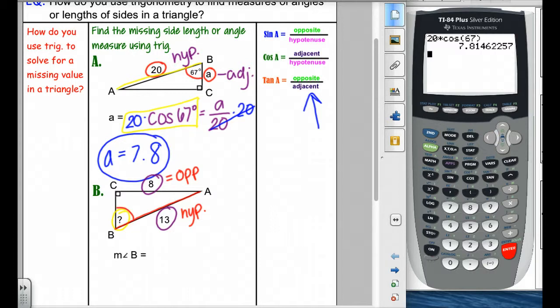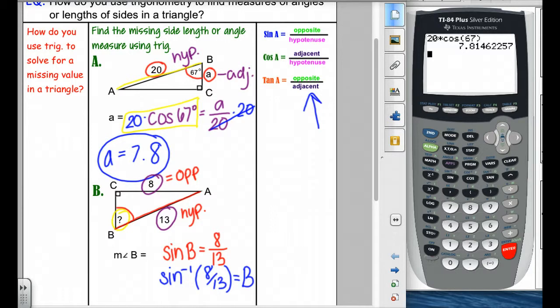Opposite over hypotenuse is sine, so the sine of angle B is equal to the opposite, which is 8, over the hypotenuse, which is 13. Now I need to get rid of the sine, so we're going to do what we did when we were working with this in 13.3. We're going to do the inverse sine of 8 over 13, and that's going to be equal to angle B.